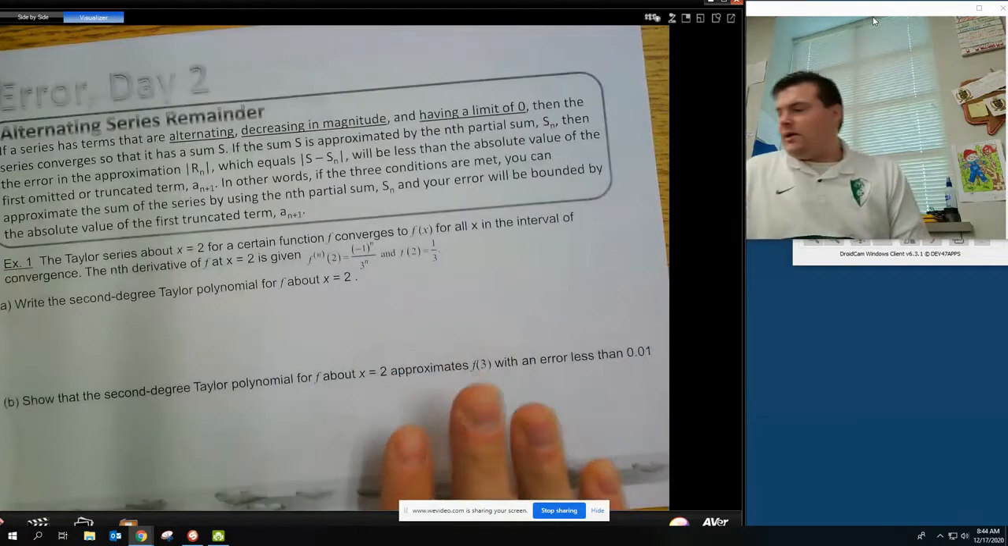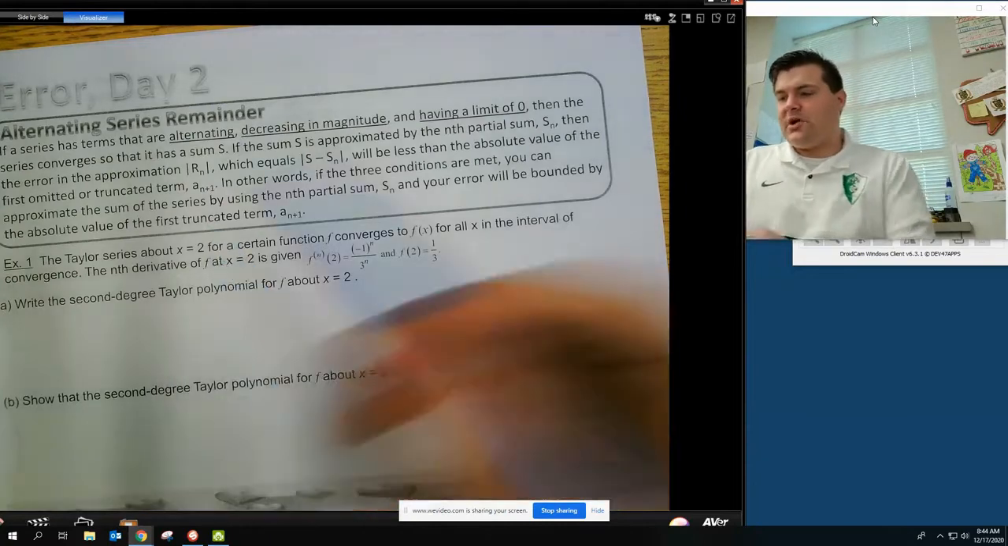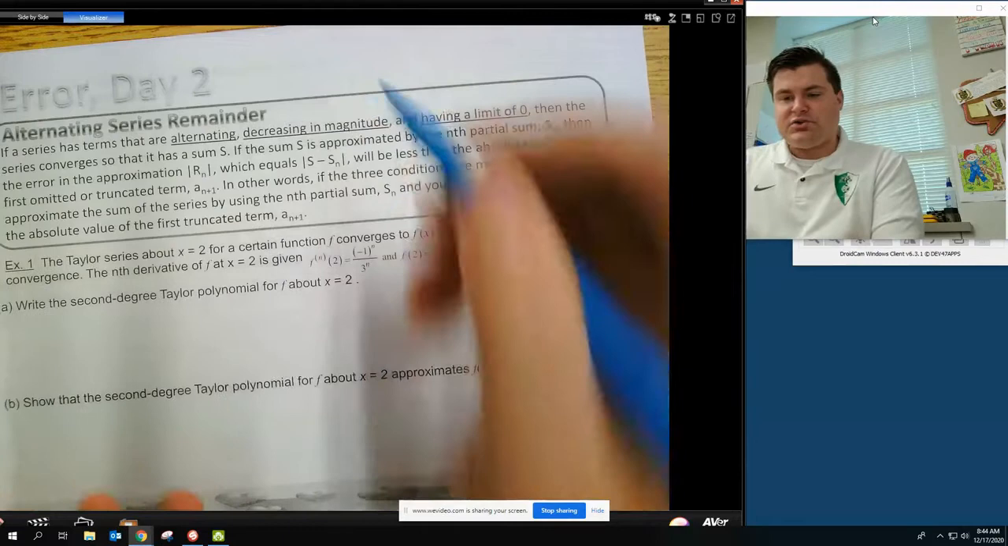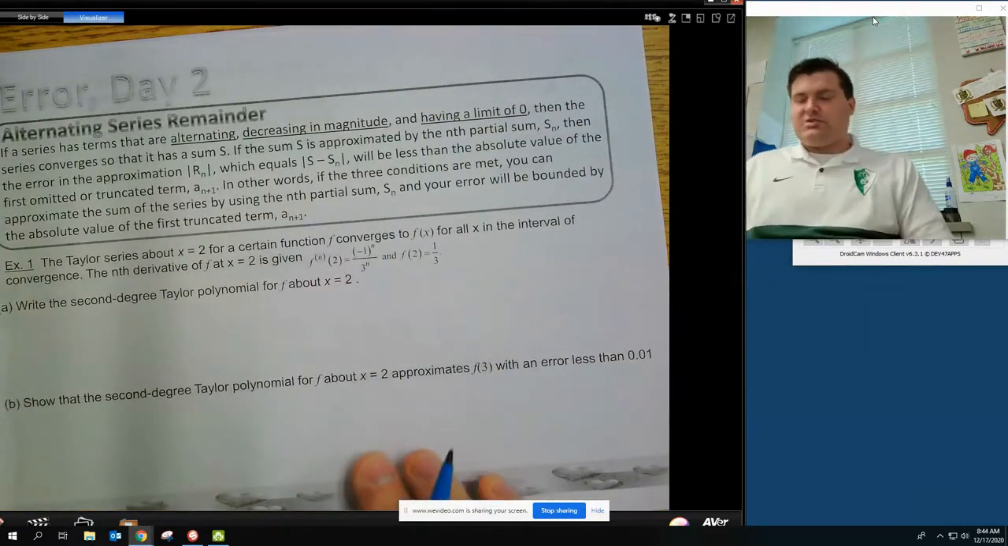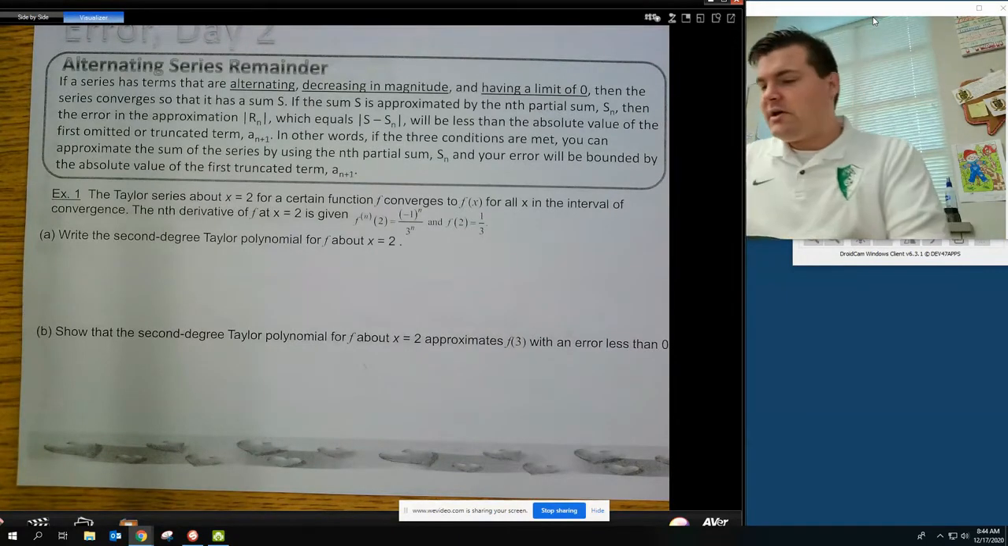Okay, we're going to talk about Lagrange error, day 2 for this. So alternating series remainder, we talked about that previously, so you can kind of read that one on your own. We're just going to go ahead and go through these problems. It should be mostly review, and then just using the Lagrange error in a slightly different way.